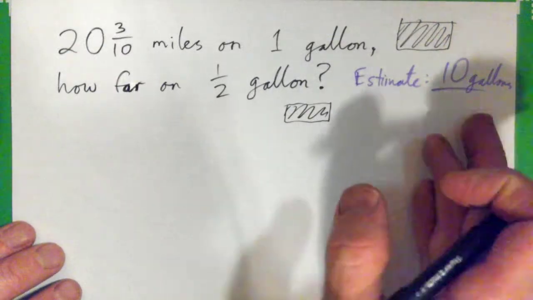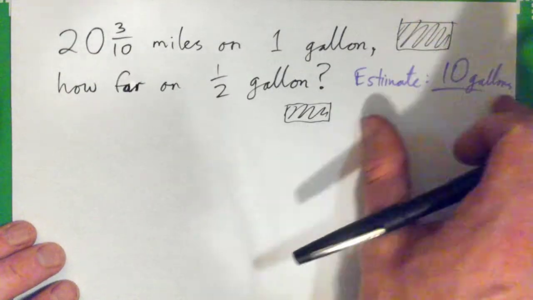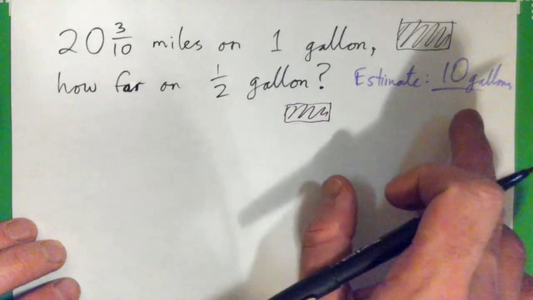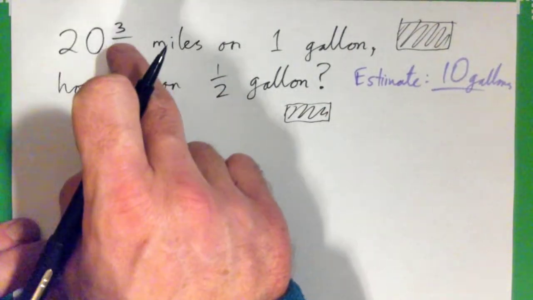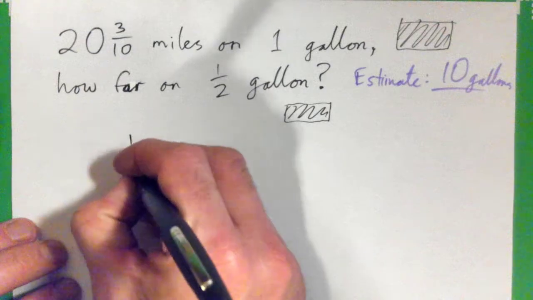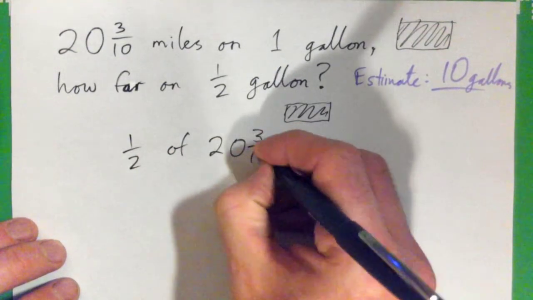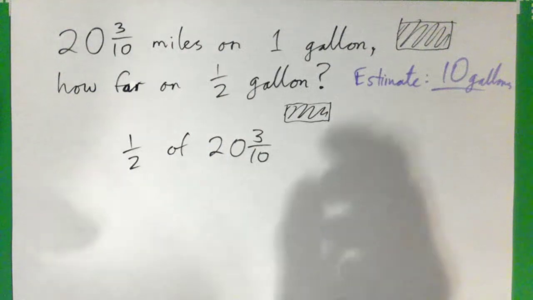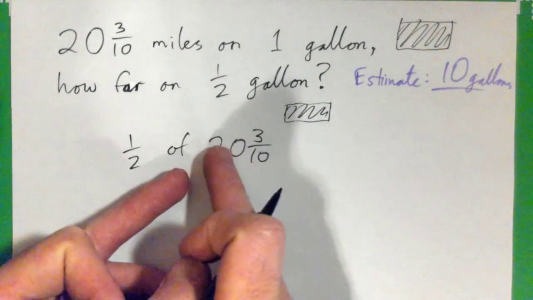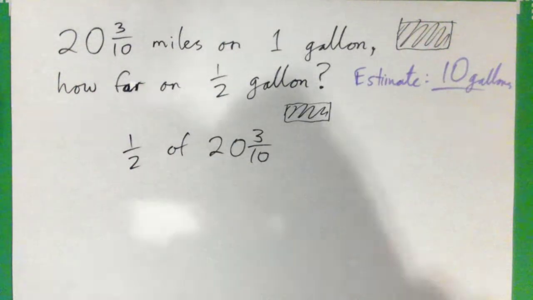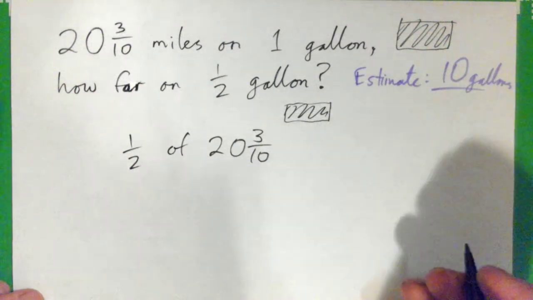But in estimating, we're thinking about what we need to do. We need to get a half of this number, don't we? So we need to get 1/2 of 20 and 3/10. Two ways to do it. We can get a half of the 20 and a half of the 3/10, or we can turn it into an improper fraction and get a half of the whole thing. I'll do both ways for fun.